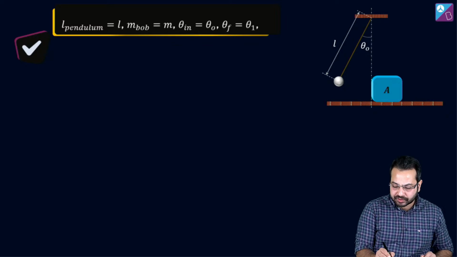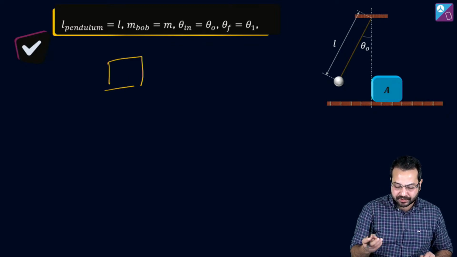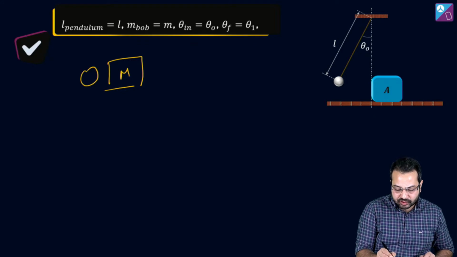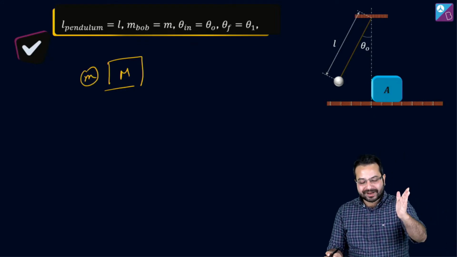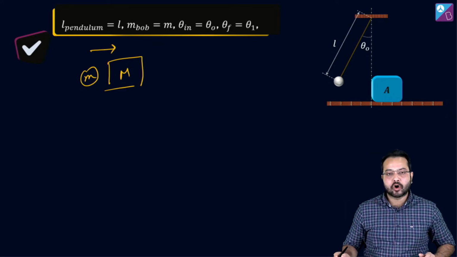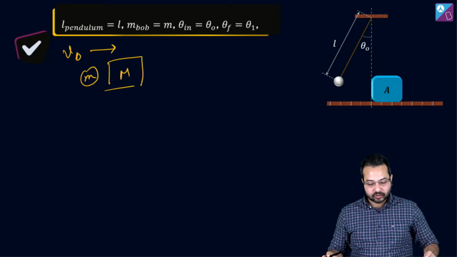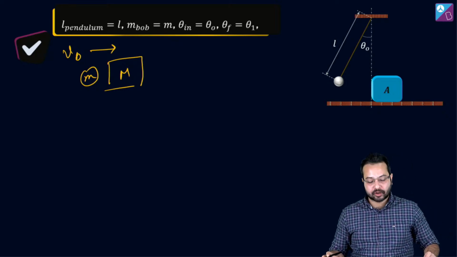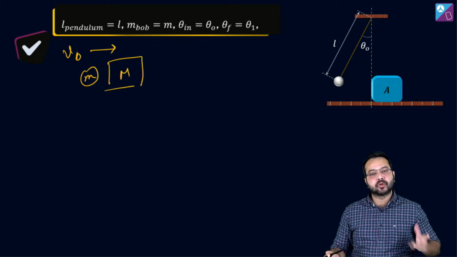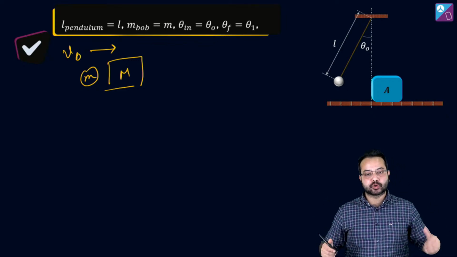Now what is the situation? This is block A, let's write it capital M, and this is small m. When it is at the lowermost point, the velocity of small m is going to be horizontal. Let's call this velocity V0. The velocity of the block is obviously going to be 0. So a head-on collision is going to happen.